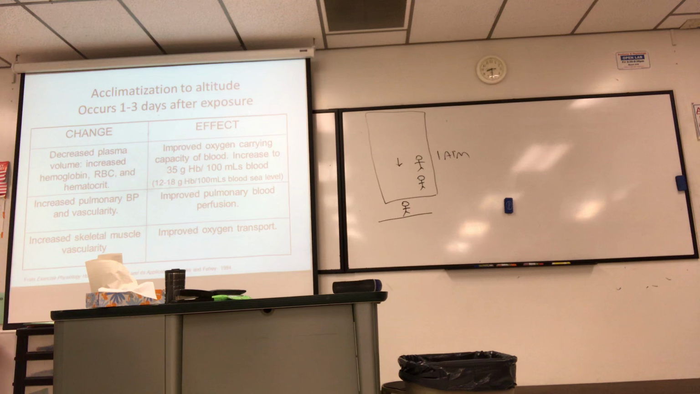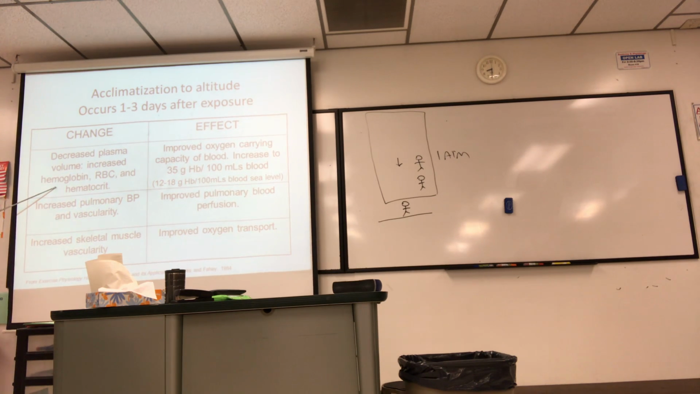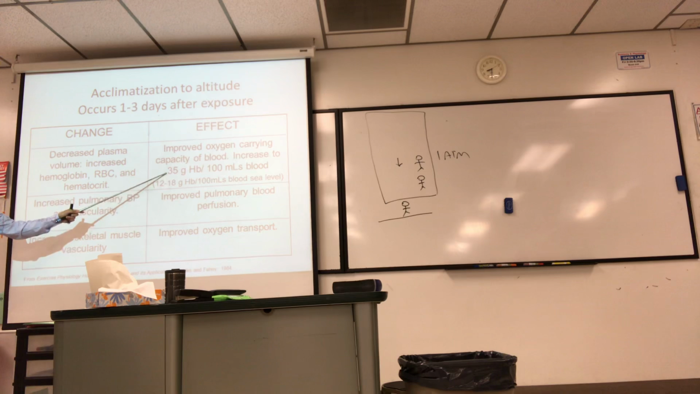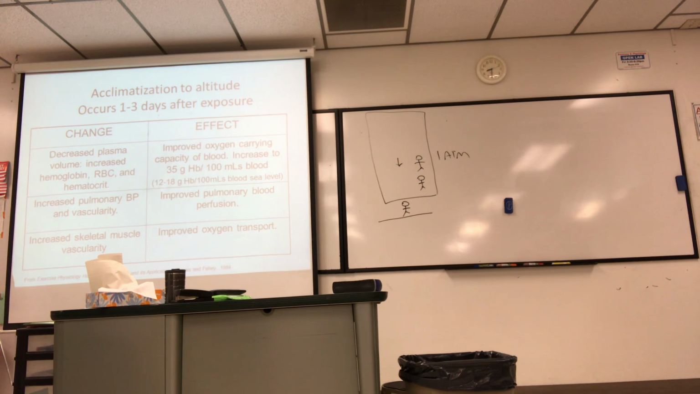But given a few days, you acclimatize. So know these changes here. The change is you have decreased plasma volume. That's not a bad thing. Basically you're increasing your crit, so you're increasing that proportion, and by default the plasma proportion decreases. So you have improved oxygen carrying capacity, maybe as high as 35 grams of hemoglobin as opposed to the normal 12 to 18.